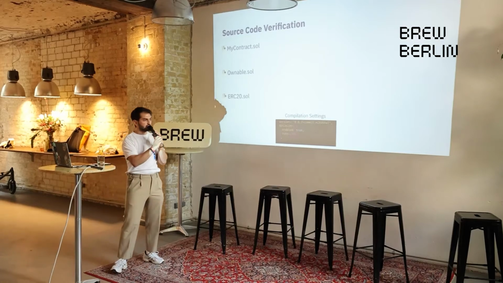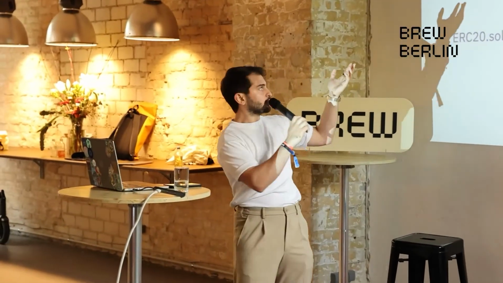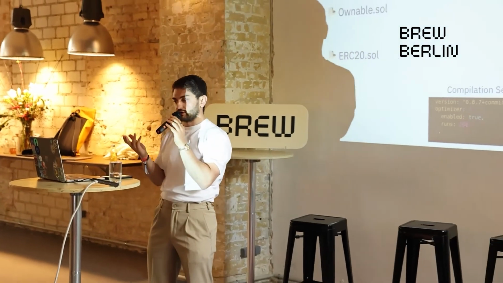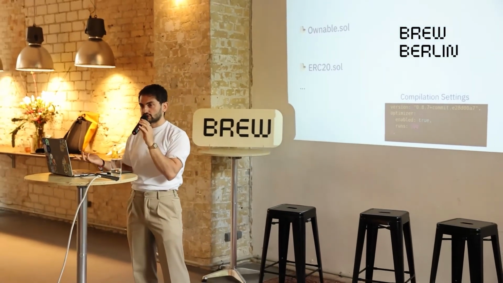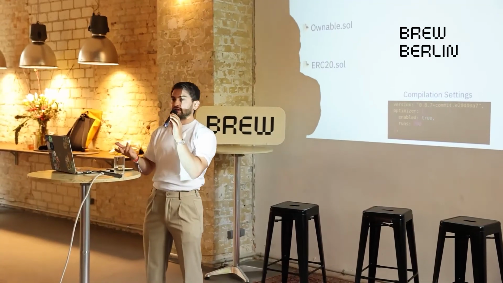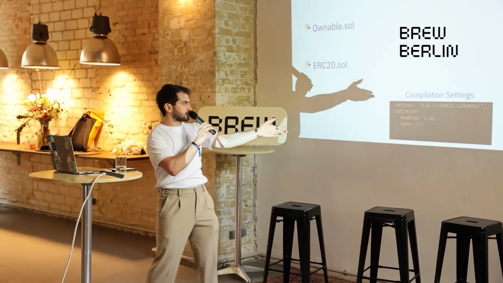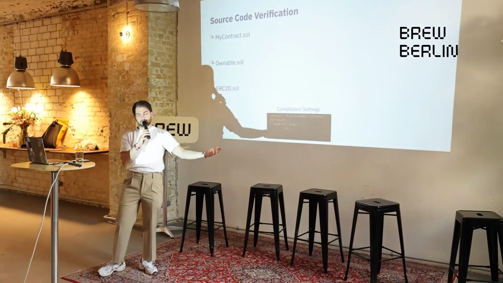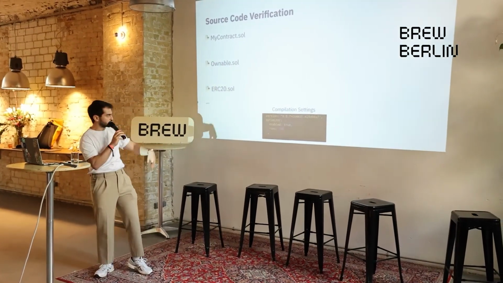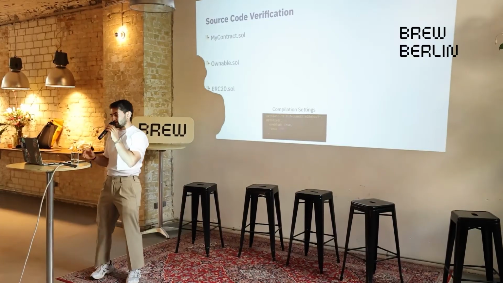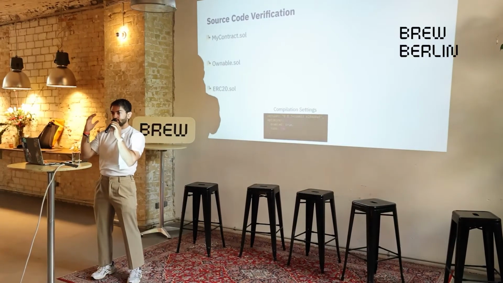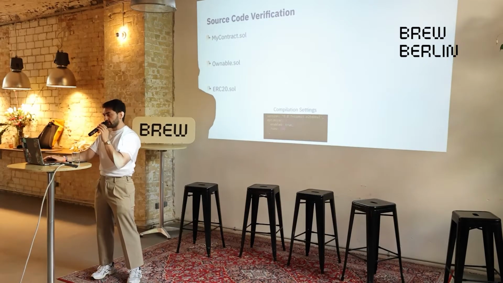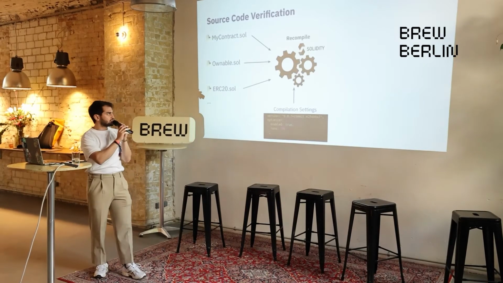So let's say you have a contract, and you've written your code in Solidity, in MyContract.sol, Ownable.sol, ERC20.sol. You have this source code, and you compile this contract with certain compilation settings, like the version, the optimizer, if you want to use the optimizer, how many runs you have, etc. There's a long list of compilation settings.